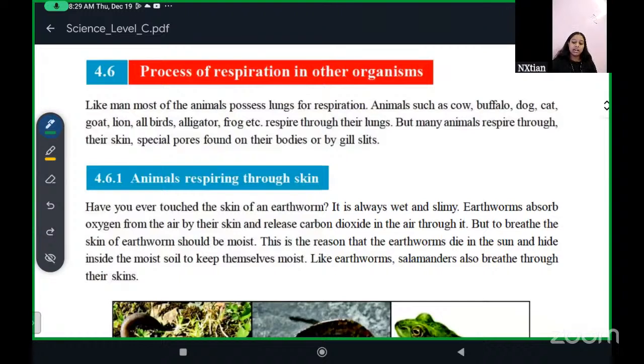Animals such as cow, buffalo, dog, cat, goat, lion, birds, alligator, frog, and all use their lungs, but many animals respire through the skin. That skin has special pores found in their body, or they breathe by gill slits.